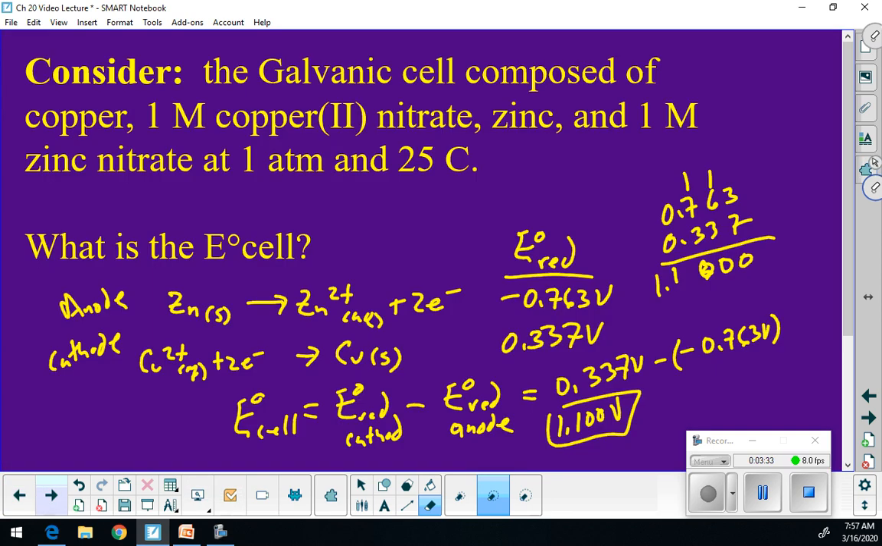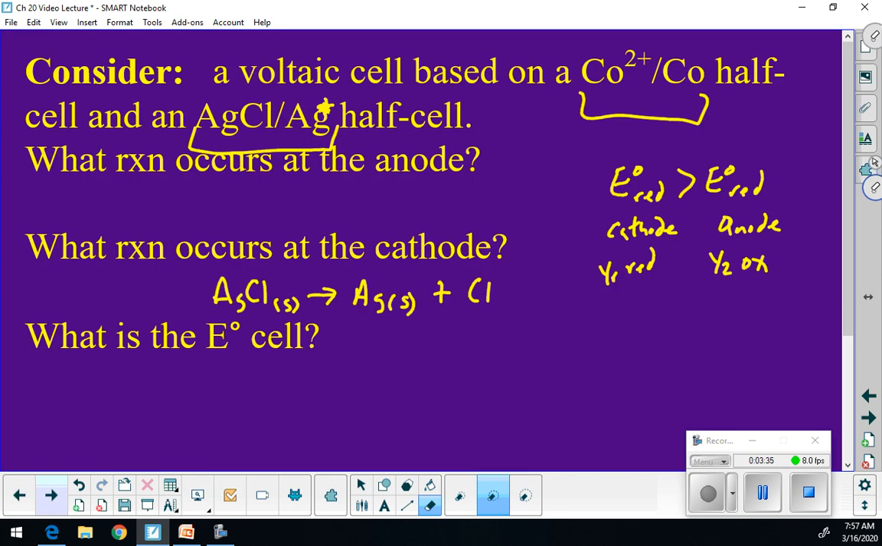What am I thinking about? I forgot that this is actually reducing. Good. There we go. And then what is happening at the anode? Well, the anode is a simple one, right? I have my Co solid going to cobalt 2 aqueous plus 2 electrons, right? And there we have it.